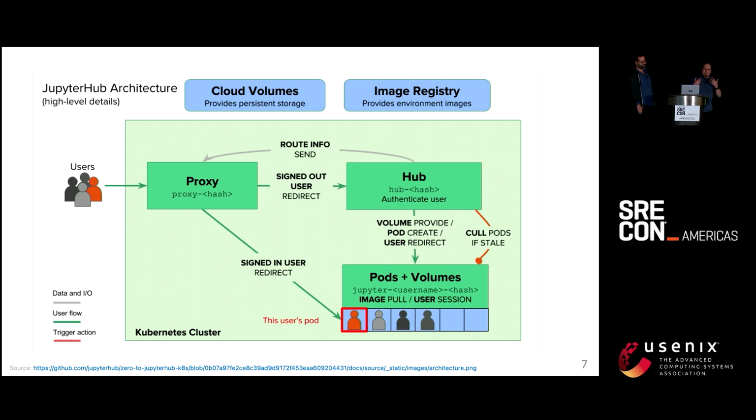So the basic theory of operations is this. The hub creates a proxy for JupyterHub. That's one pod. The proxy forwards all requests to the hub by default. And the hub handles logins and spawns single-user Jupyter Notebook servers on demand.